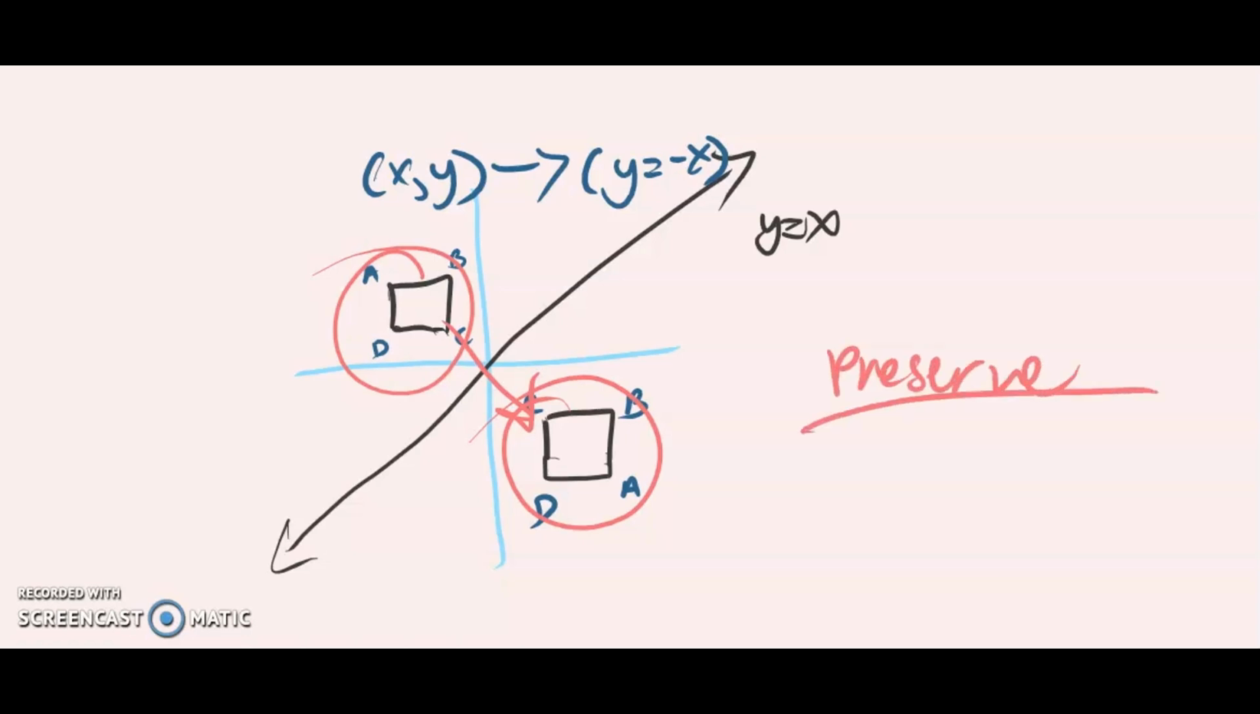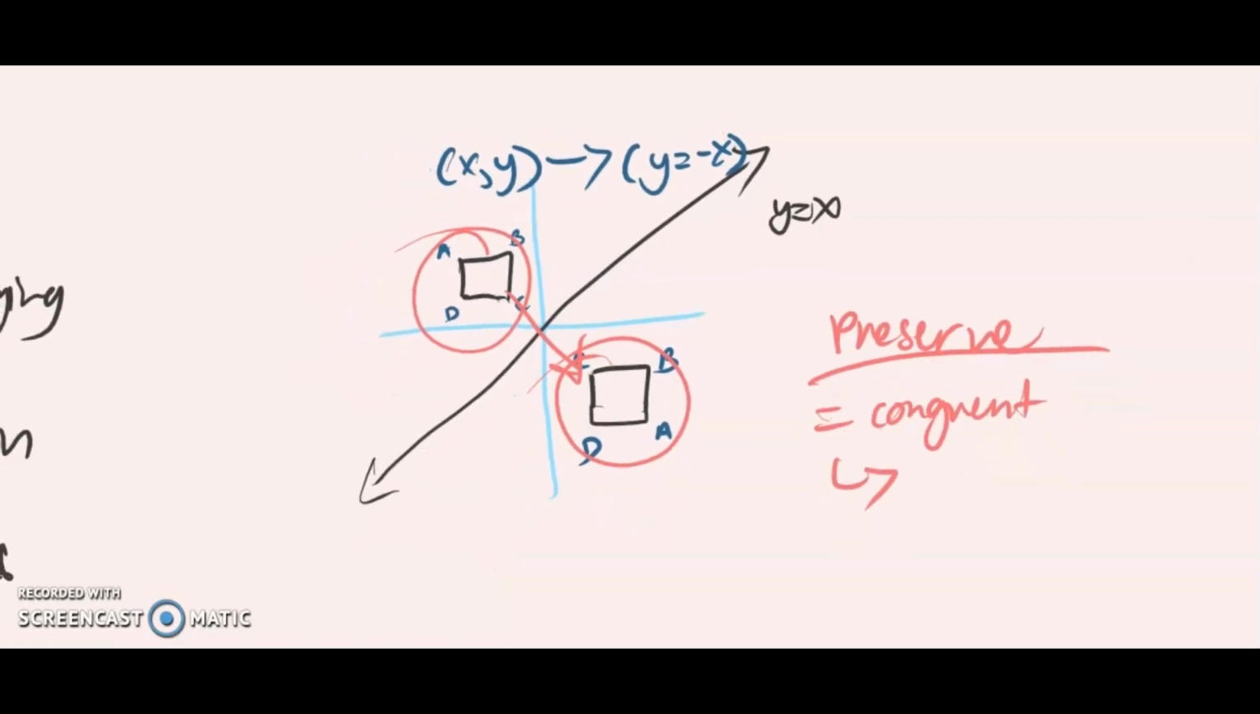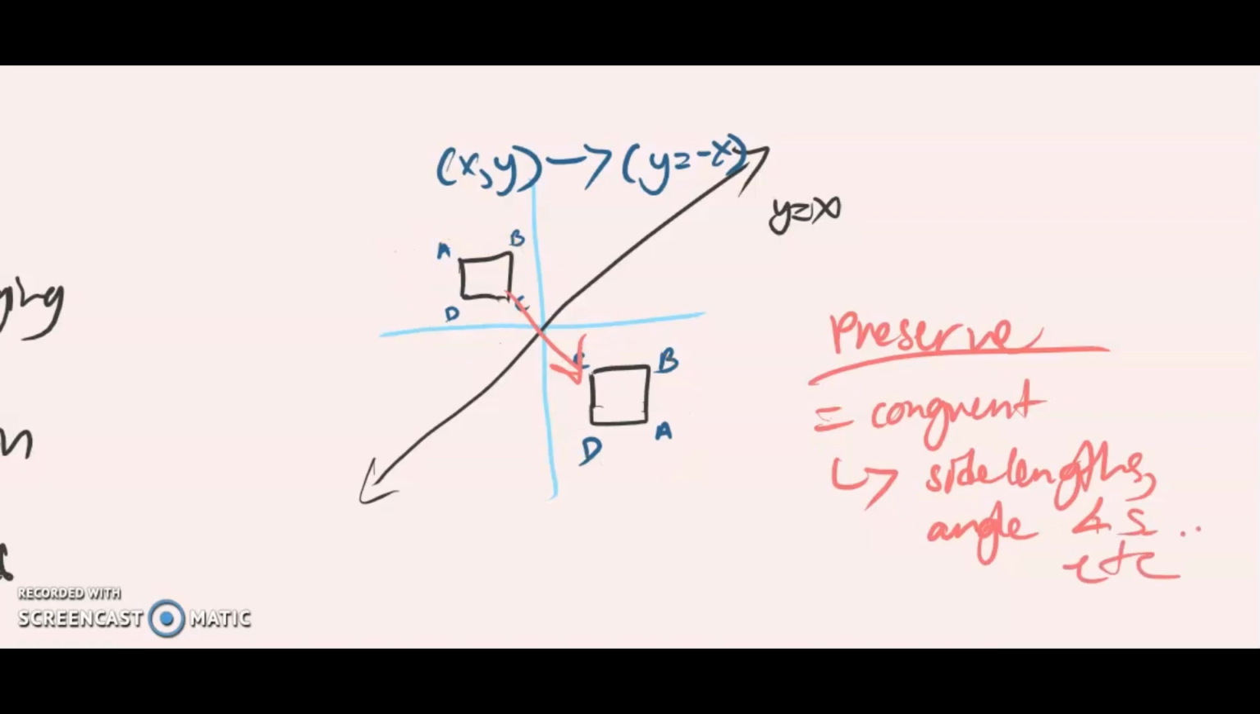You're going to preserve essentially the whole shape. So the whole shape is going to be congruent, and this means that you're going to preserve side lengths, right? And you're also going to preserve angle measures and any other properties of the shape. I'm going to erase this.